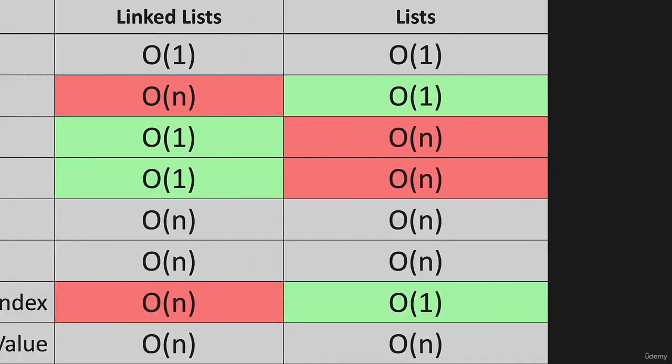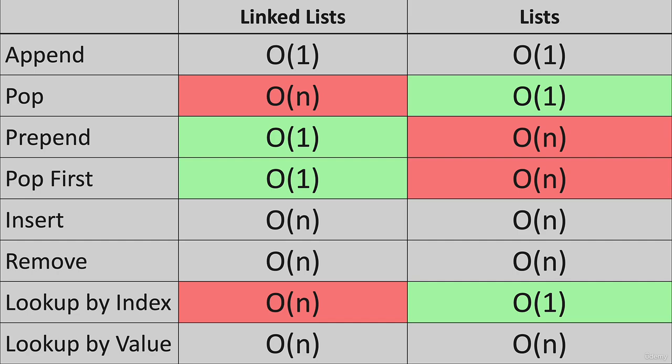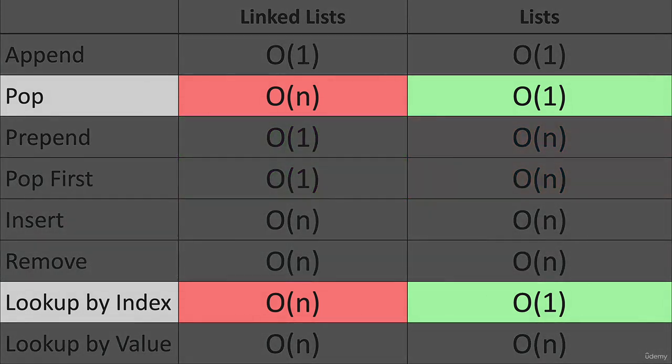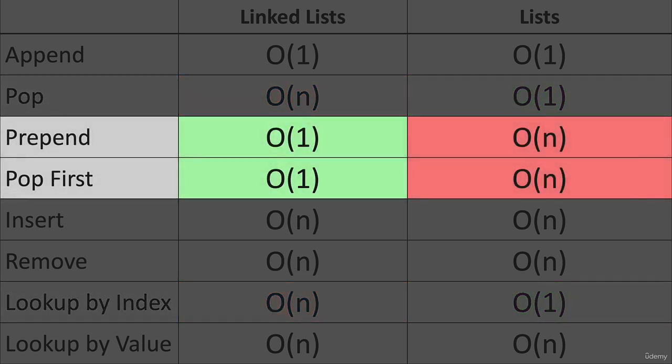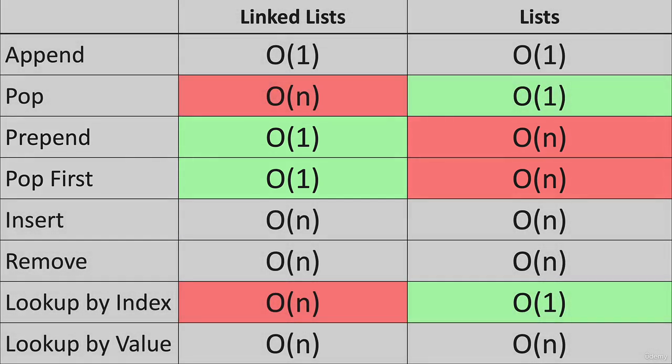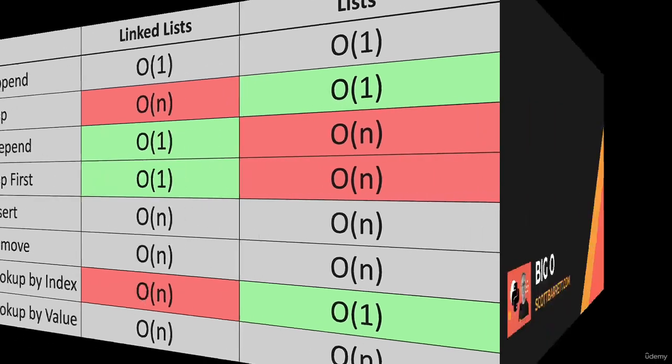Okay, so let's move these out of the way. I'm going to bring in a table here that compares linked lists with lists. Now, all the gray ones are the same either way, but there are a couple that are better for lists: popping an item off the end and looking up by index. But with linked lists, if we add or remove from the beginning of the list, it's O of 1 versus O of n with a list. So I will attach this chart as a PDF to the resources for this video, but that is the overview of linked lists, Big O.